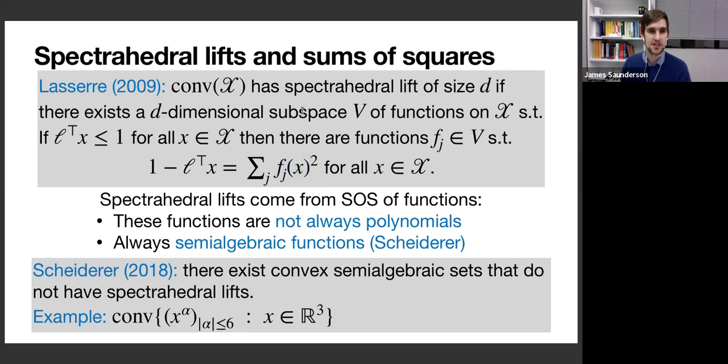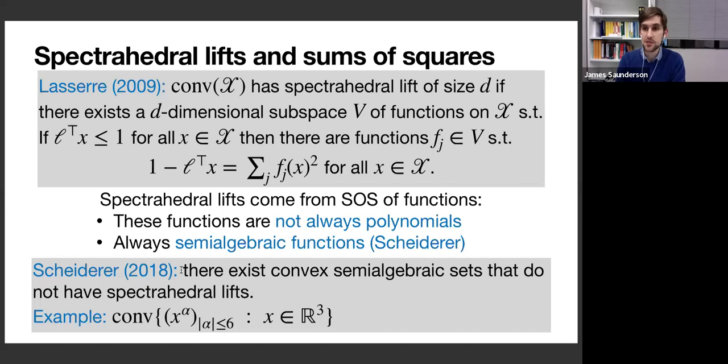All right, so we know that these have to be sums of squares of semi-algebraic functions, but definitely not necessarily polynomials. So this takes us beyond sums of squares of polynomials, but it still shows that sums of squares are at the core of what you can express with semi-definite programming. Okay, and Scheiderer used this observation to show the following kind of result that answered a question that people had been interested in for quite a while.